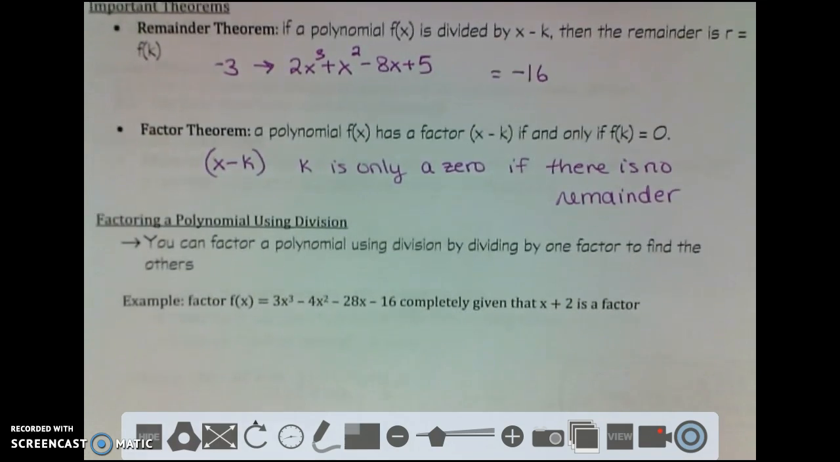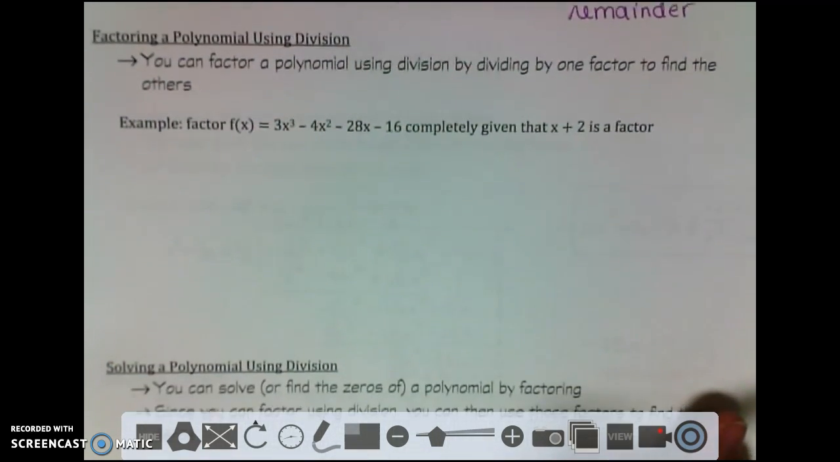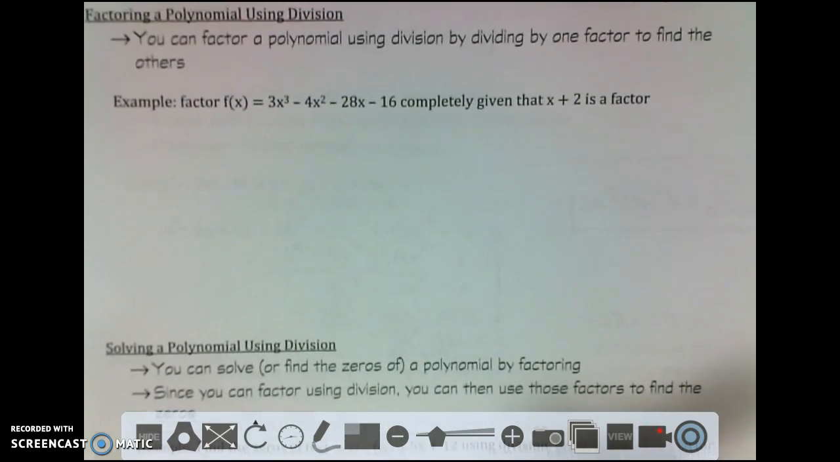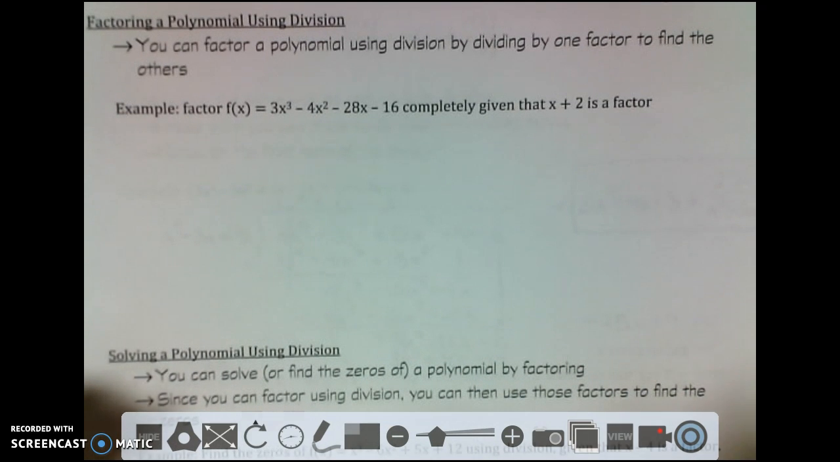Now, factoring a polynomial using long division is another one of your objectives. So we've learned how to divide them. Now we're going to use that to solve them. We can factor a polynomial using division by dividing one factor to find the others. So if we have a factor, we can divide our polynomial by that factor to find the other ones.